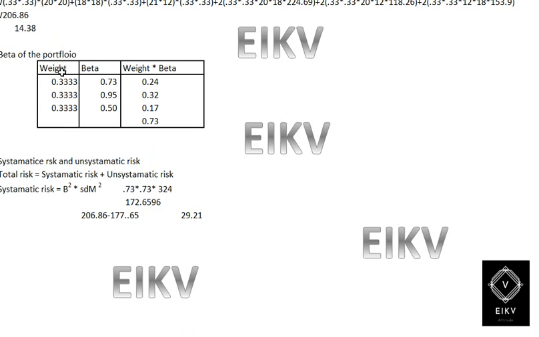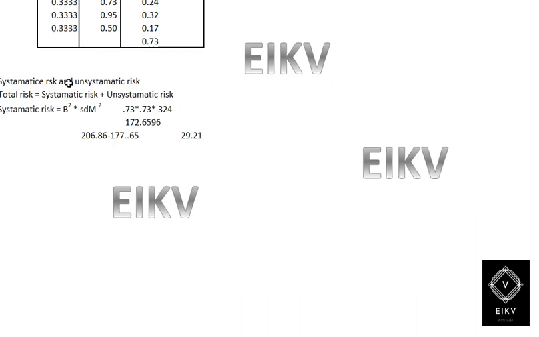Now beta, portfolio beta. So the question is, if the securities are in equal proportion, then what should be the beta? The beta of the individual security has been given, and the weight should be 0.33, that is 1 divided by 3, which gives you 0.333. Therefore the weight 0.333 multiplied by 0.73, and 0.333 multiplied by 0.95, and 0.333 multiplied by 0.50. When we take the total, it would be 0.73 as weighted beta.